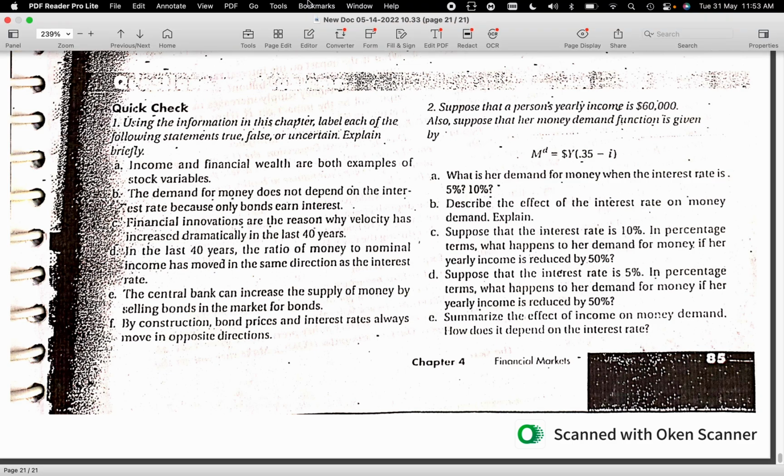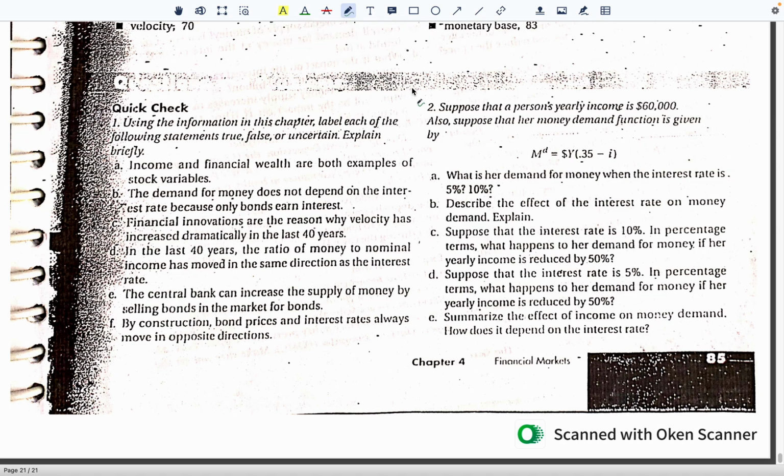This question, question number 2 from Blanchard, chapter 4. Question is, suppose that a person's yearly income is given 60,000, and suppose that her money demand function is given by this equation. What is her demand for money when interest rate is 5%, 10%?